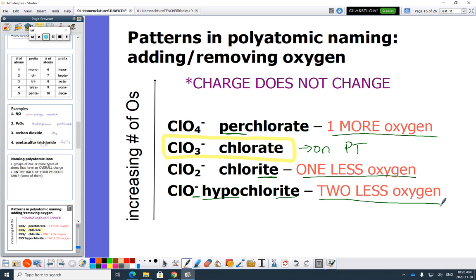You have to be careful because some of them, like phosphate and sulfate, they start with 4. Their charge is different. Okay, so remember to always look at the parent form first and then change it.